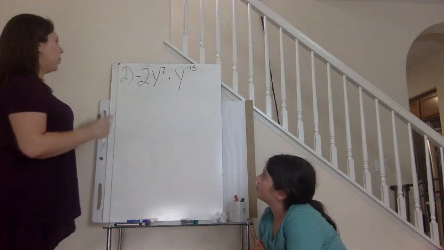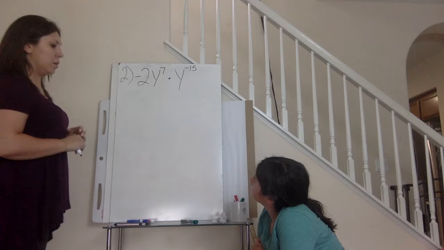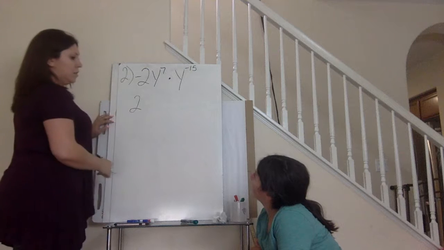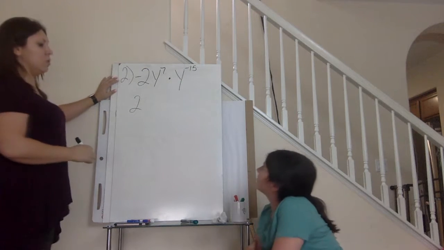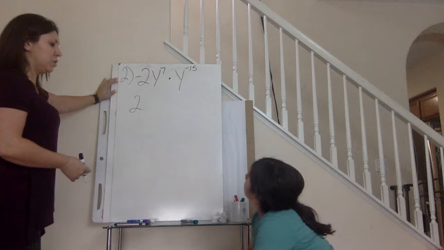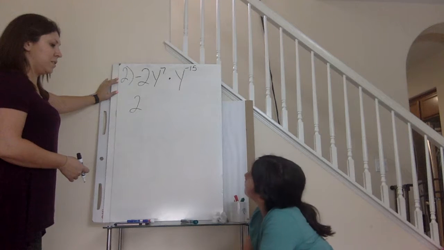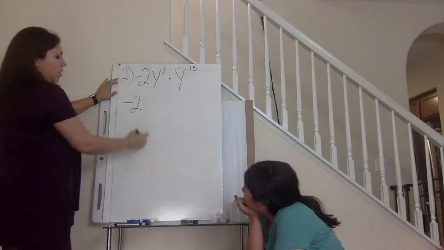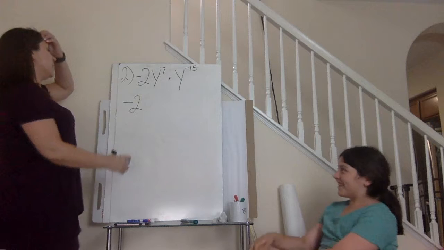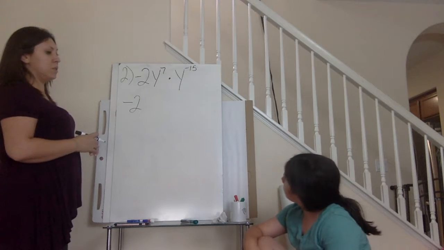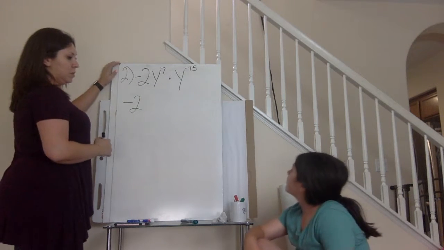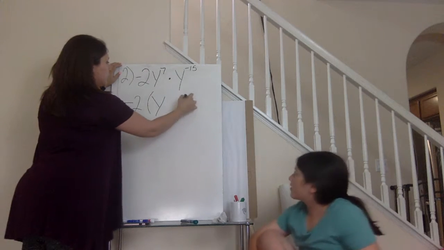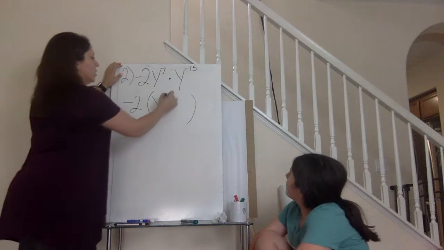All right, what bases do I have that are whole numbers? The 2. That's technically the only number. Is that just a 2 though? Or does it have something attached to it? Negative. All right, so we're going to take that. What variable do we have in common this time? The y's. So I'm going to take my y's, and what am I going to do with my exponents? Add them up.